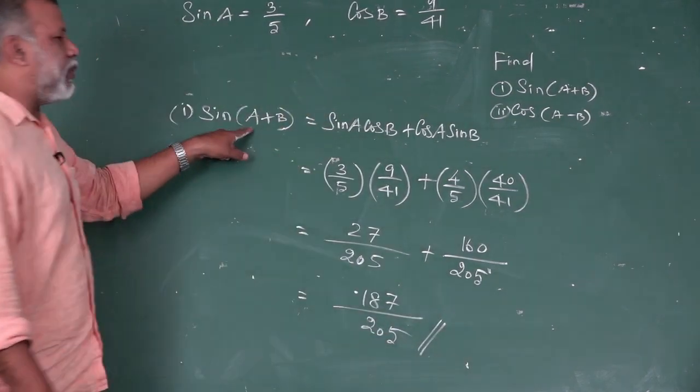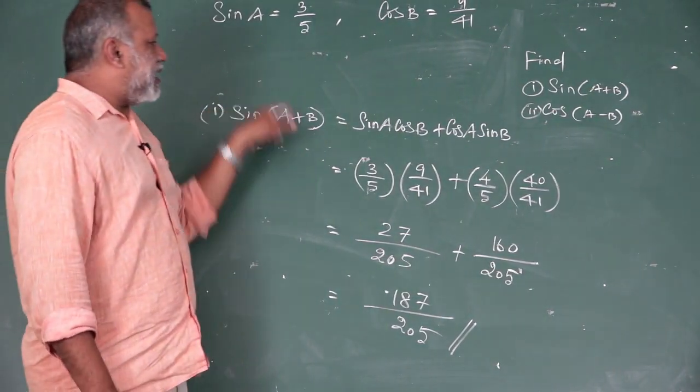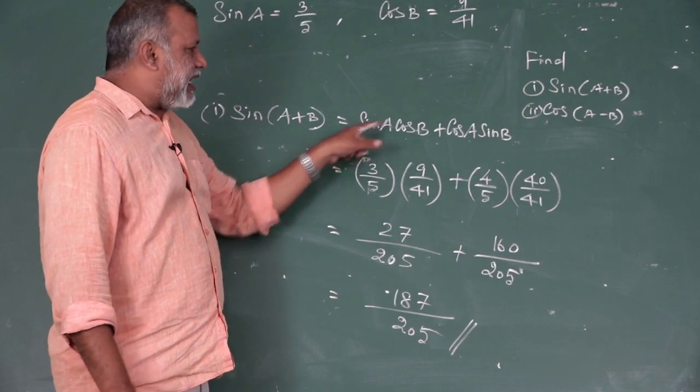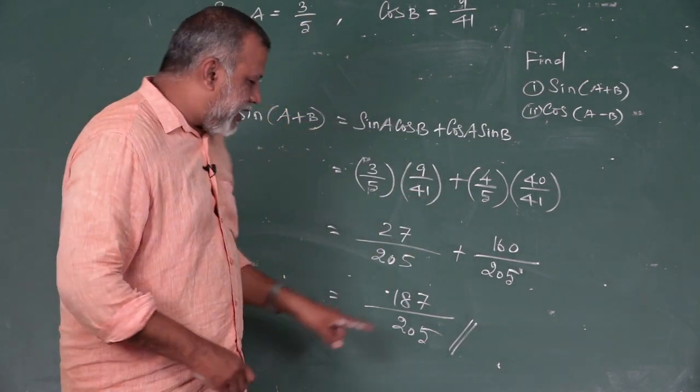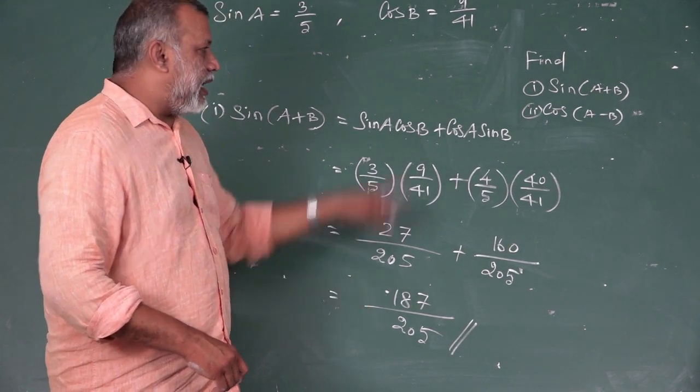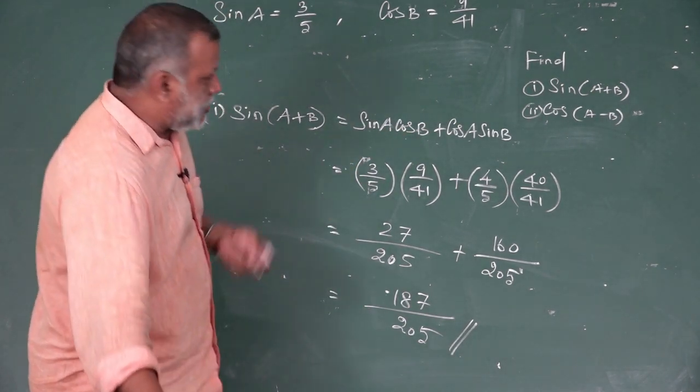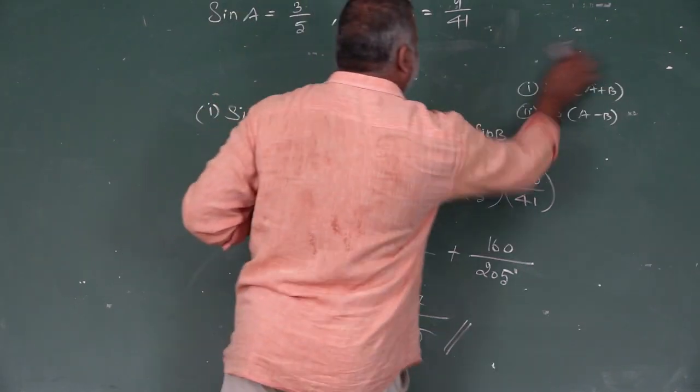This is the value of sin of A plus B. So sin of A plus B can be expressed as sin A cos B plus cos A sin B. Substitute the data and simplify, you can get 187. In the same model, this is your homework, try yourself.